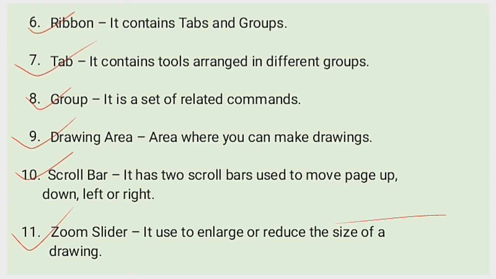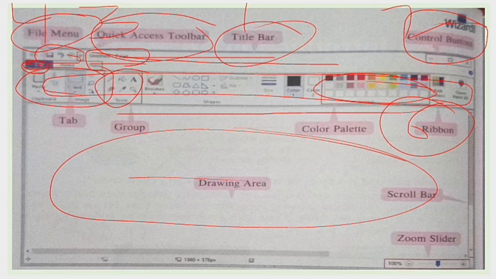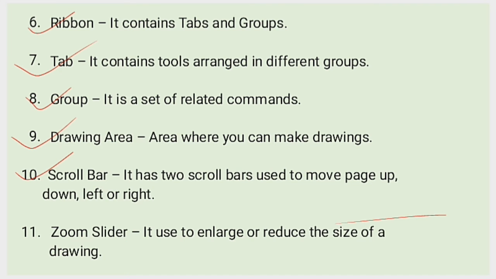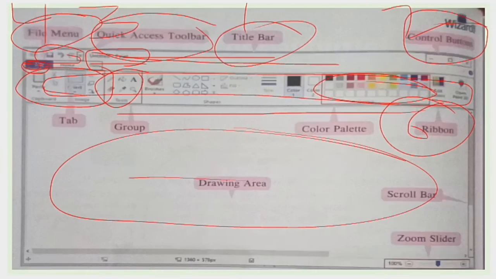Let's see how they look. This is the zoom slider. Here it is written 100%, and with this purple color circle you are able to expand or reduce the size of your drawing area. You can reduce it or increase it with this zoom slider.